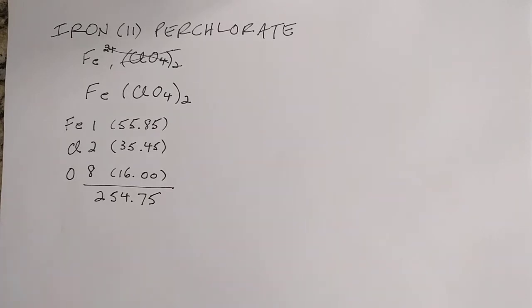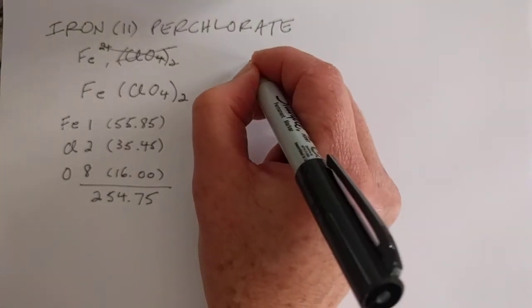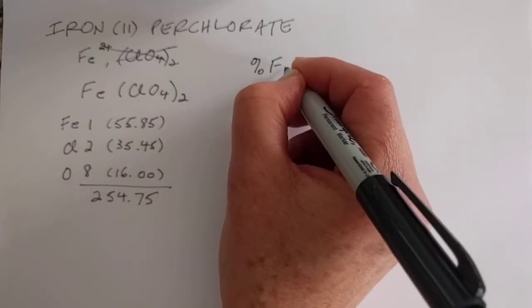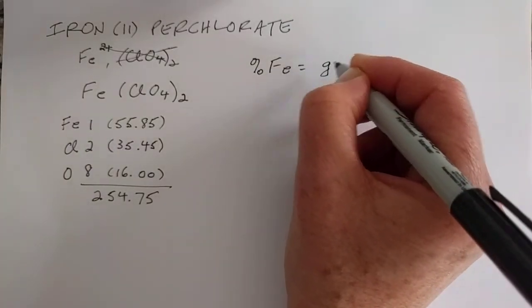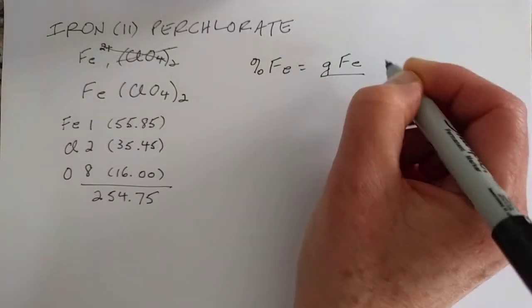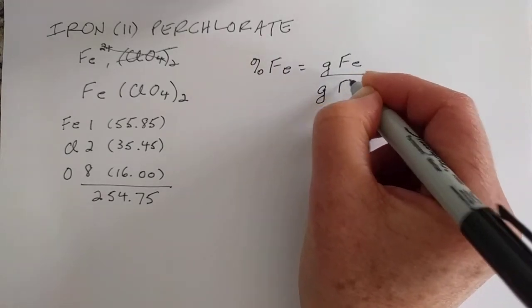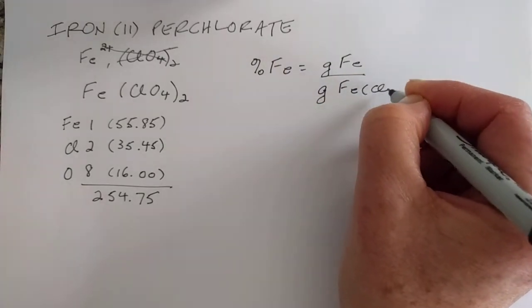All right, so now we're going to do our percent composition. So the percent of iron is equal to the grams of iron divided by the grams of the compound times 100.